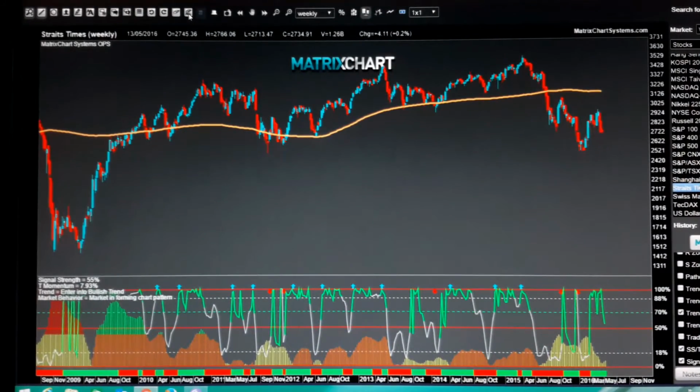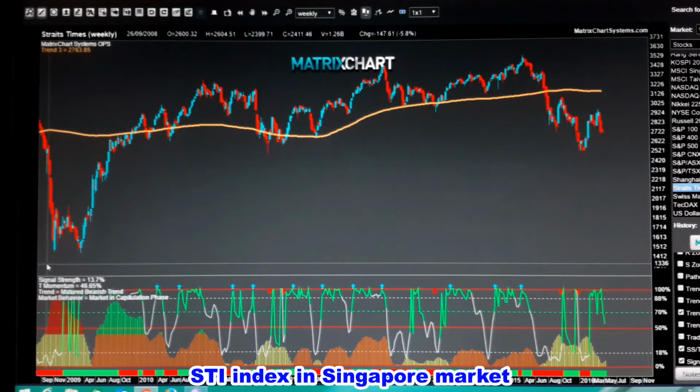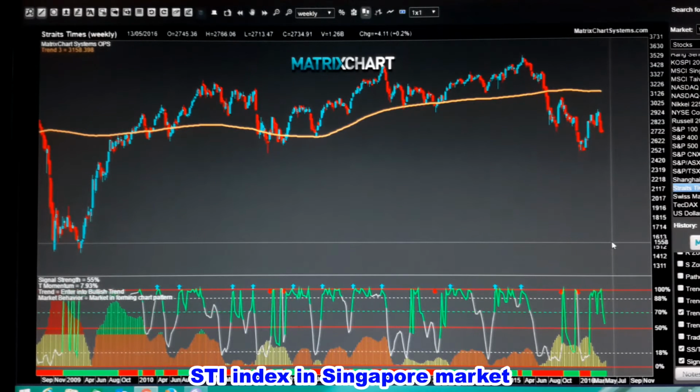Let's take a look into the Singapore market, the Straits Times Index. So I have zoomed up to see from 2009 all the way to May 2016.